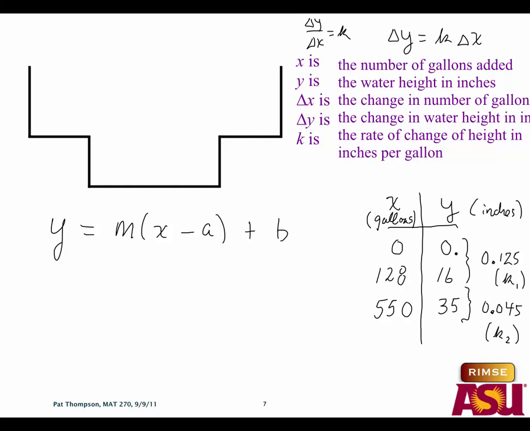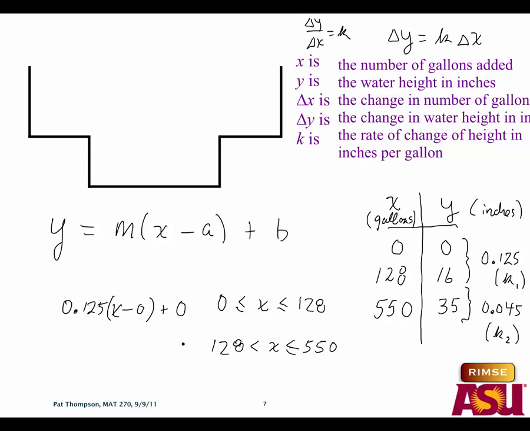So we want to make a piecewise function for this. We're going to have one piece when x goes from 0 to 128. So let's write that down. So 0 is less than or equal to x is less than or equal to 128. That's going to be one of our pieces. And then from 128 all the way up to 550. Okay, so from 0 to 128, what's our rate of change? 0.125, 1/8. And then what is this A, B? It's some ordered pair in that range. So use 0, 0.